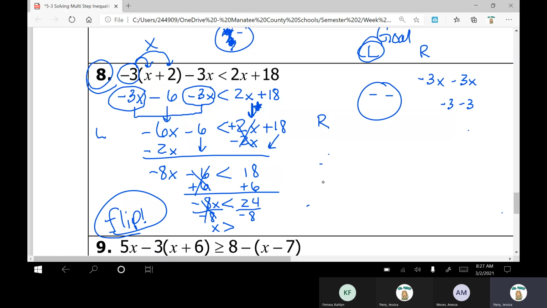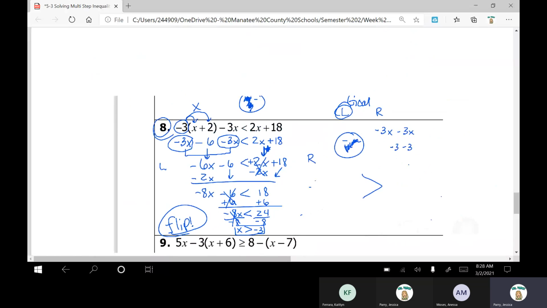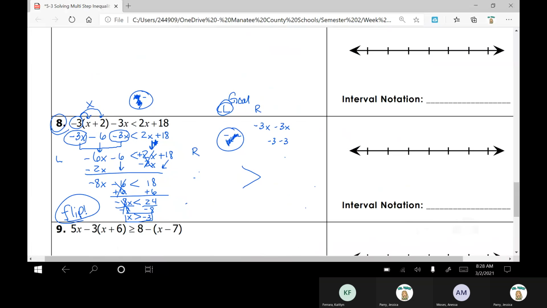Positive 24 divided by -8. Positive divided by negative is negative. 24 divided by 8 is 3. Or you can think of multiplication. 8 times what is 24? Well, 8 times 3 is 24. So there's our final answer. I'm going to put our sign there. It's just the greater than symbol now, since it does not look like the letter L. We're not doing interval notation.